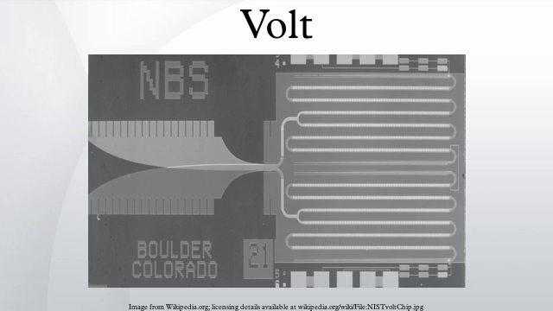The volt is the derived unit for electric potential difference and electromotive force. The volt is named in honor of the Italian physicist Alessandro Volta, who invented the voltaic pile, possibly the first chemical battery. Definition: 1 volt is defined as the difference in electric potential between 2 points of a conducting wire when an electric current of 1 ampere dissipates 1 watt of power between those points.